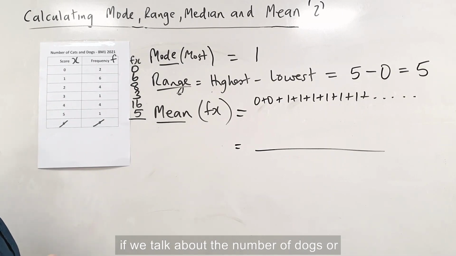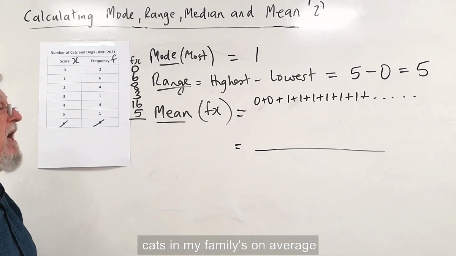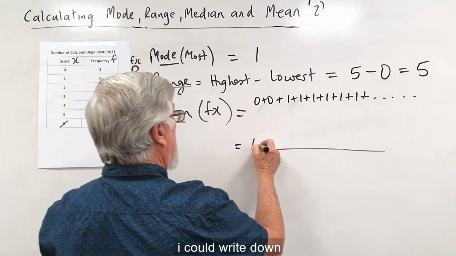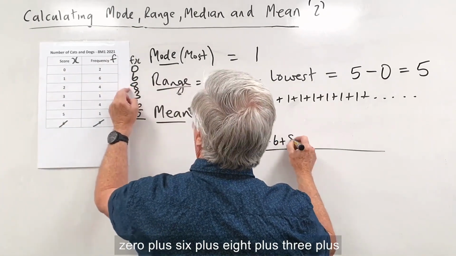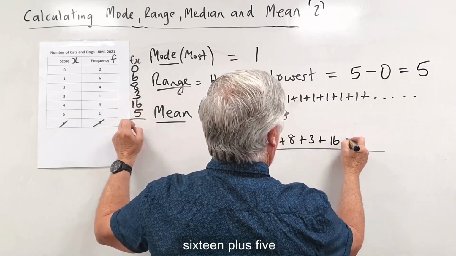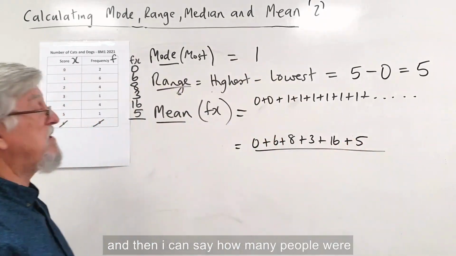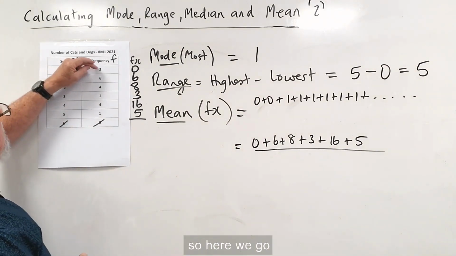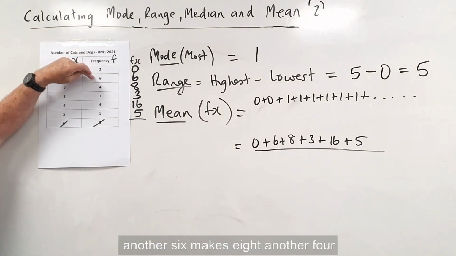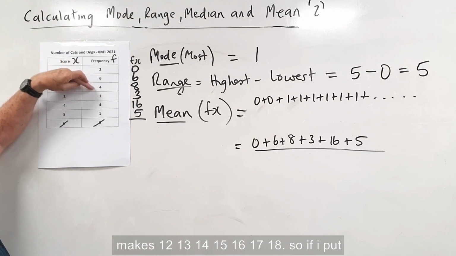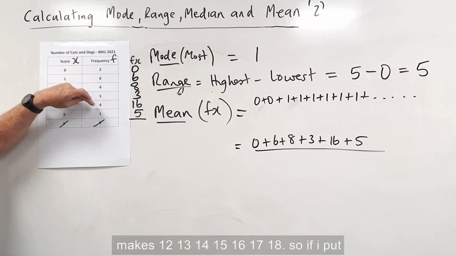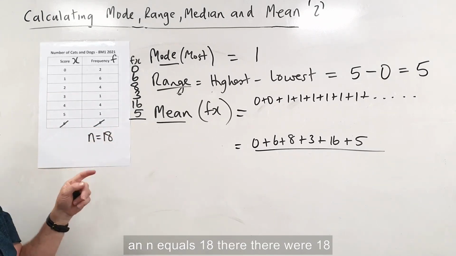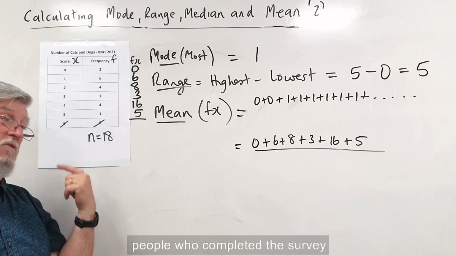So if we talk about the number of dogs and cats in my families on average, we're looking at all these numbers here. I could write down 0 plus 6 plus 8 plus 3 plus 16 plus 5. And then I can say how many people were in the survey in that class on that day. So here we go. I had 2. Another 6 makes 8. Another 4 makes 12. 13, 14, 15, 16, 17, 18. So if I put an N equals 18 there, there were 18 people who completed the survey.